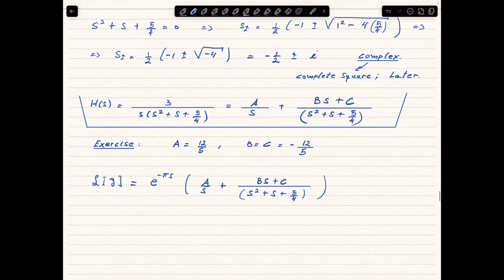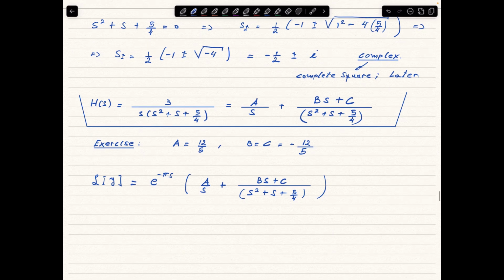But what do we do now? Well, this factor, we know what to do, because we know that the Laplace transform of 1 is exactly 1 over s. So what we have here is the Laplace transform of 1 multiplied by a. And what do we do on the other factor here? We complete the square here. So let's write down what we have so far.